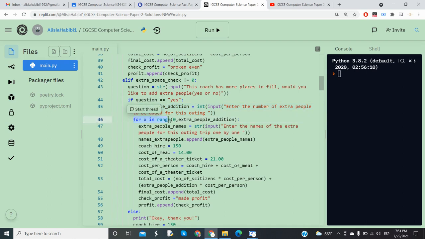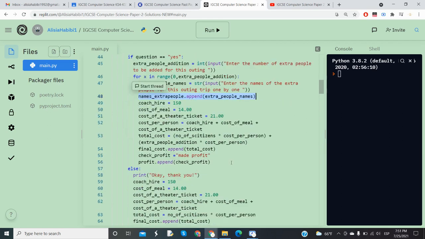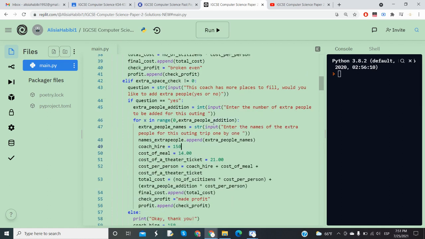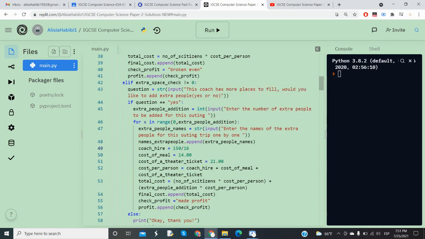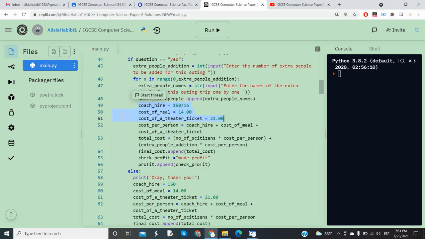And then again, there's the for loop that asks them to enter the names of these extra people, and that gets appended and added to the names extra people list. And again, we have this coach hire, which we have to divide by 16, because again, there are 16 people. So it's the same thing we have to apply. We divide it by 16 again, and then the cost of the meal, $14, and then the cost of the theater. So all these are constants that remain the same based on the information you're given.